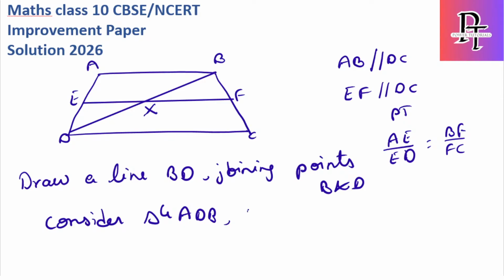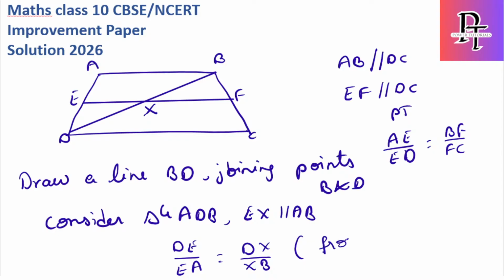So EX is parallel to AB. If EX is parallel to AB, what is the condition? Using BPT, I can state DE by EA is equal to DX by XB. You have to write it as using BPT theorem. So what is the BPT theorem? If a line is parallel to one side of a triangle, then the line which is dividing the other two sides will divide them in the same ratio. So using the BPT theorem, I got that DE by EA is equal to DX by XB.